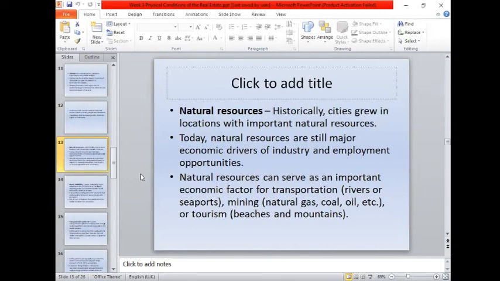Natural resources are also a physical condition affecting the value of real estate, because city locations are also important with natural resources, because these natural resources are a major economic driver of the country, especially in industry and also employment opportunities. These natural resources also serve as an economic factor for transportation, mining, and also tourism.